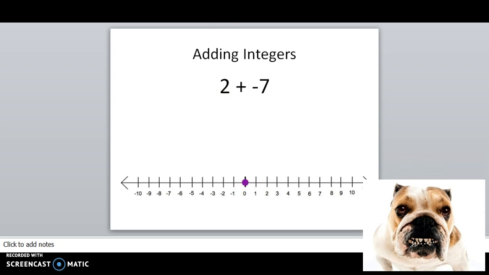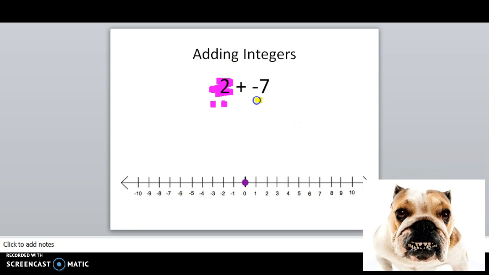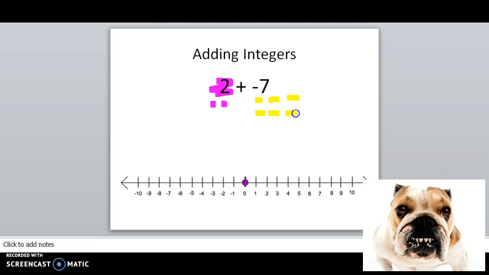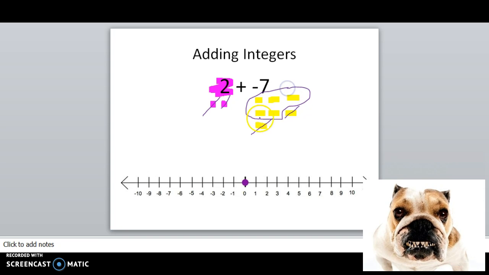Here's another example. Positive 2 plus -7. I'm going to cross off from each side until one of them cancels out. 1, 1, 2, 2. I'm left with 5 dots left over, and because they're negative, my answer is -5.